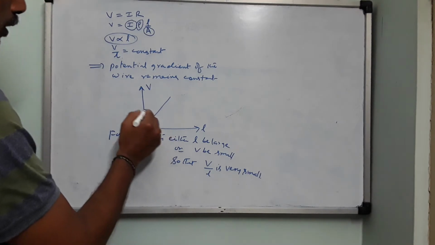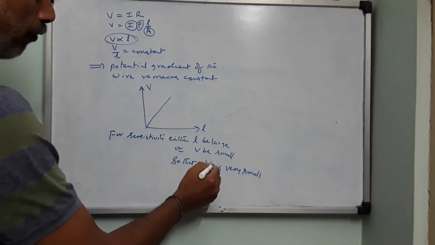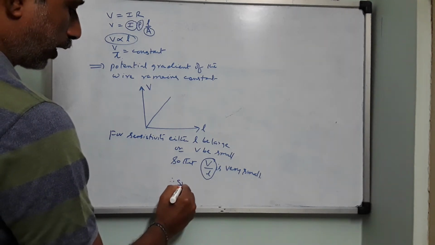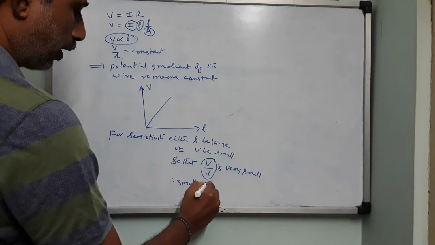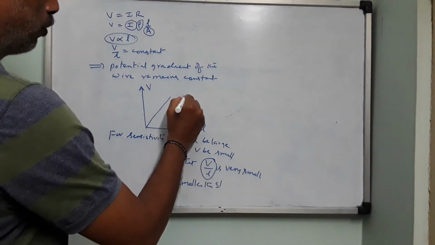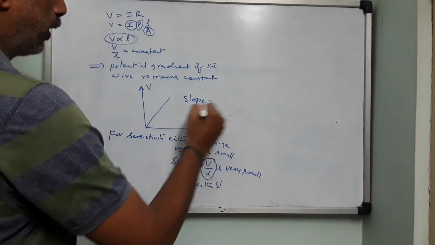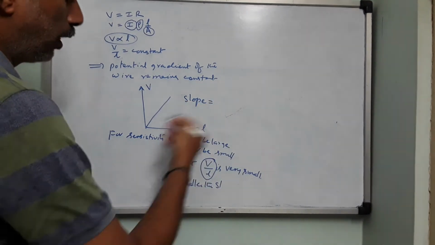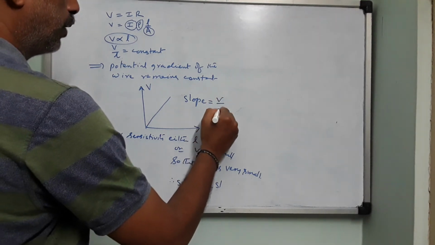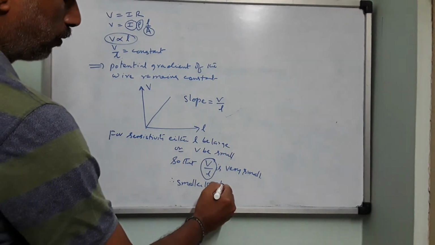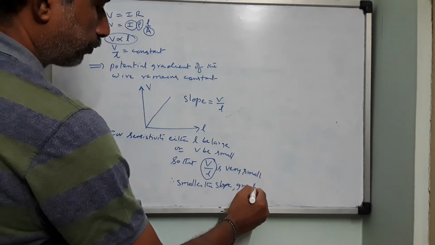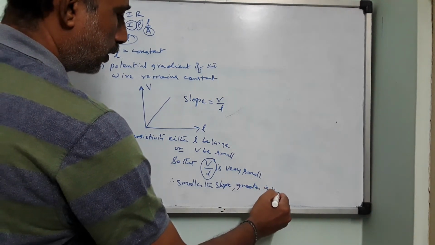What is V by L here? This is the y-axis and this is the x-axis. V by L is nothing but the slope. Therefore, the smaller the slope of the graph, the better, because V by L should be small. Slope is V2 minus V1 by L2 minus L1, delta V by delta L. So V minus 0 by L minus 0 can be written as V by L. So the smaller the slope, the greater is the sensitivity.